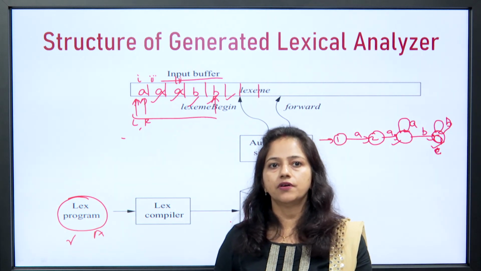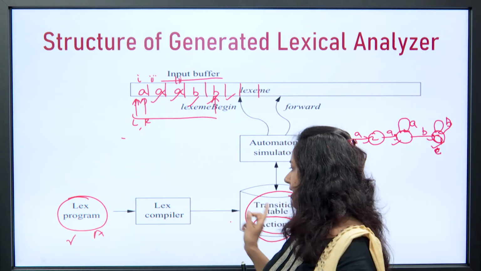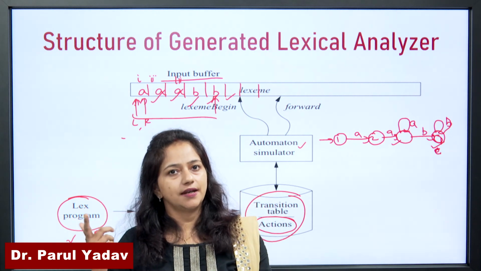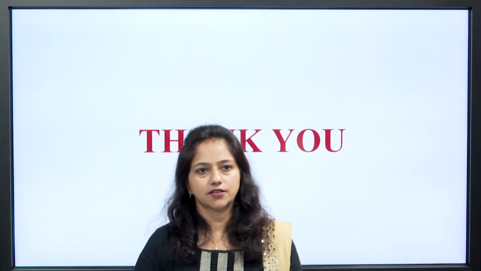Here we have the tool, program, compiler, then it generates the transition table, then it produces the simulator, and the input is in the input buffer. So, this is all for this lecture.